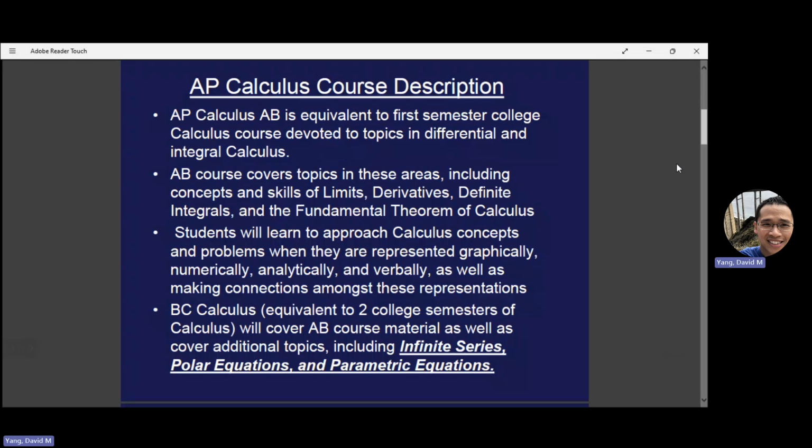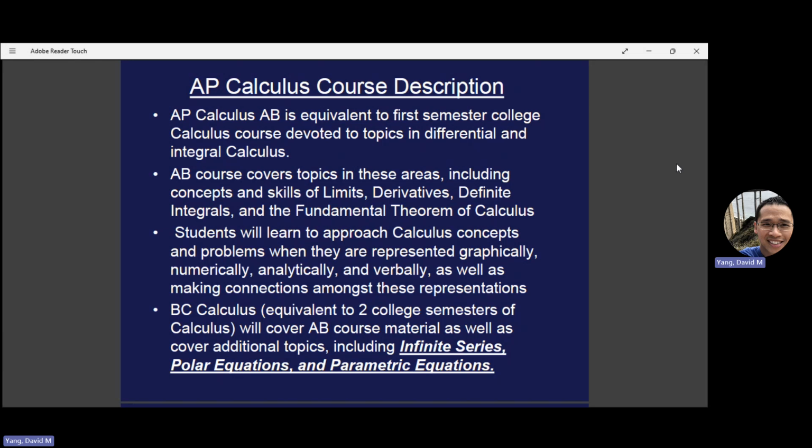So, AP Calculus course description. AP Calculus AB is equivalent to a first semester college course devoted to topics in differential and integral calculus. The AB course covers topics in these areas, including concepts and skills of limits, derivatives, definite integrals, and the fundamental theorem of calculus. Students will learn to approach calculus concepts and problems when they are represented graphically, numerically, analytically, and verbally, as well as making connections amongst these representations.